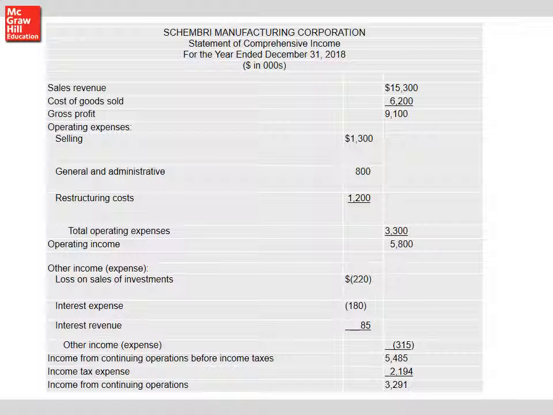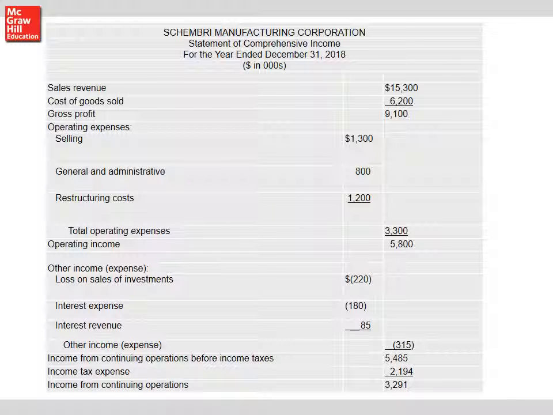The problem I'm going to do is really right out of your book. So it's P4-7 and it is a comprehensive income statement. Looks like it's the dual variety. And this is on page 217. The following income items appeared on the adjusted trial balance of Chambry Manufacturing for the year ended December 31st. Sales revenue, $15,300. Cost of goods sold, $6,200. And you could see right from our income statement there, we're subtracting them to get gross profit of $9,100.